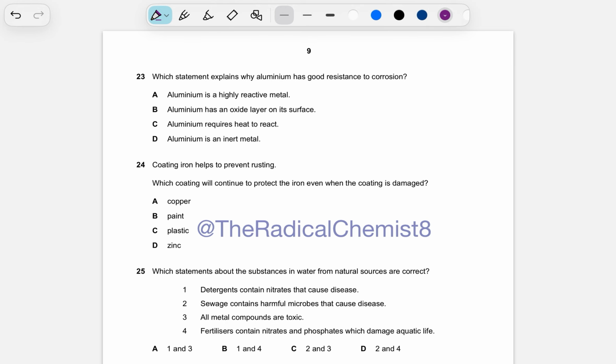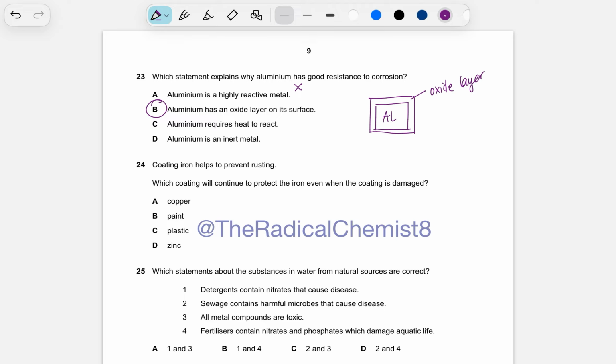Next, which statement explains why aluminium has good resistance to corrosion? So you need to remember aluminium is special. If you have a block of aluminium, you will have a protective outer oxide layer. So in this case, aluminium is highly reactive? Nope. Aluminium has an oxide layer on its surface. Yes.